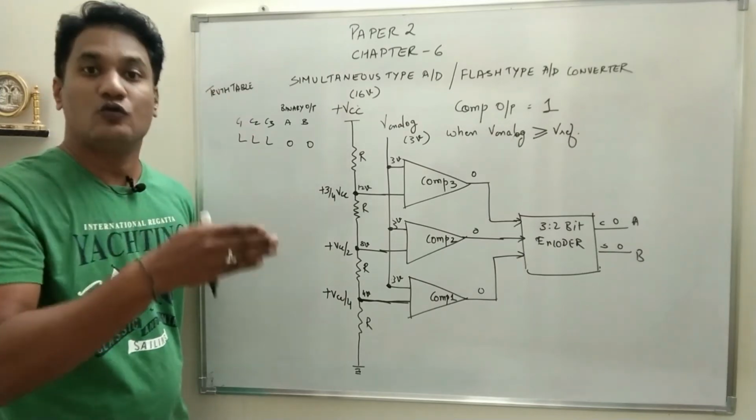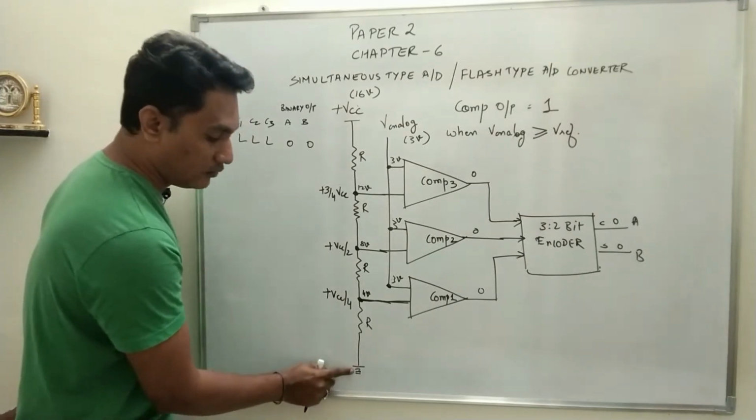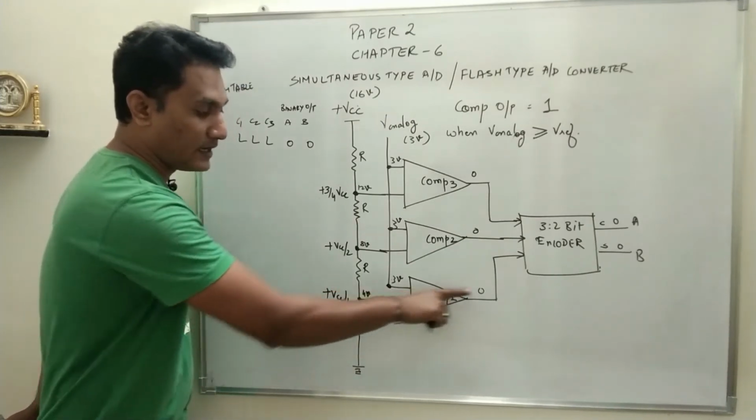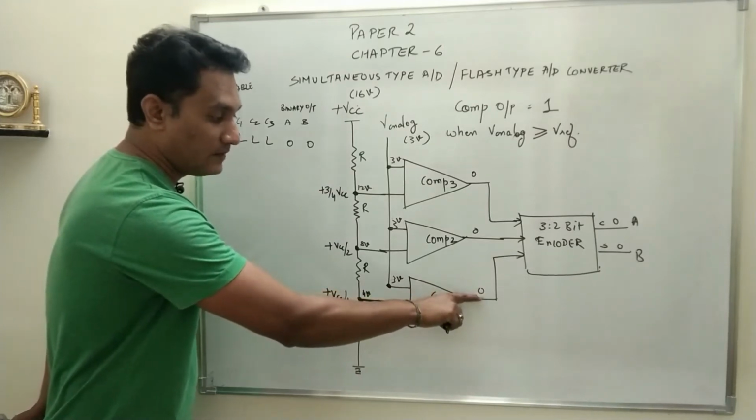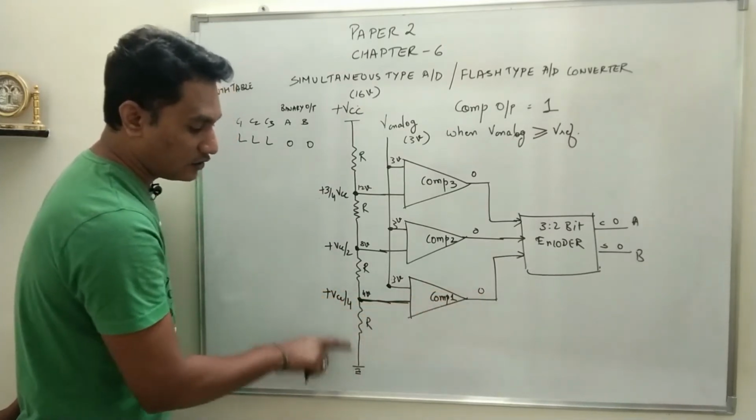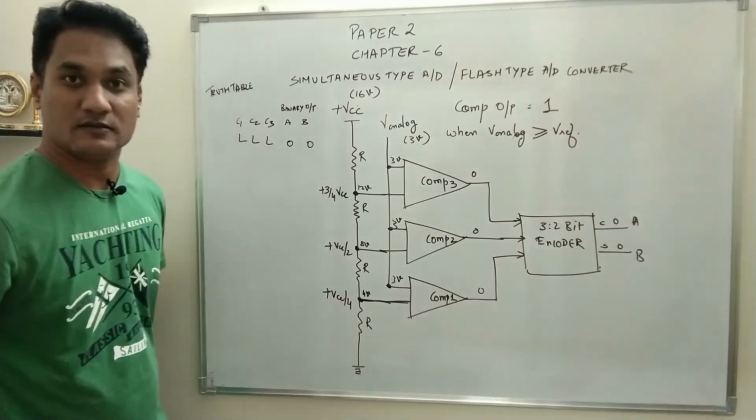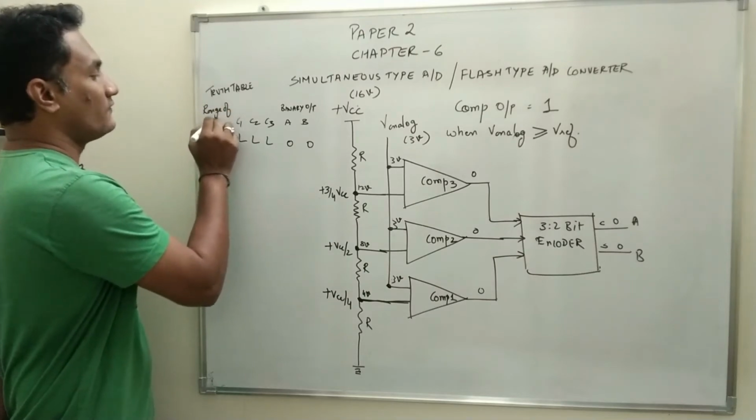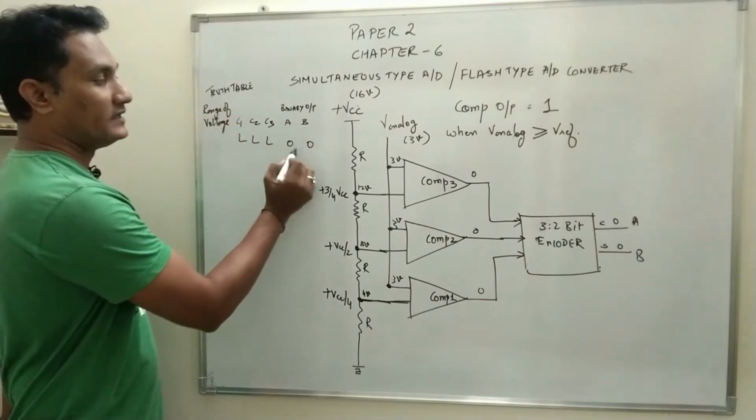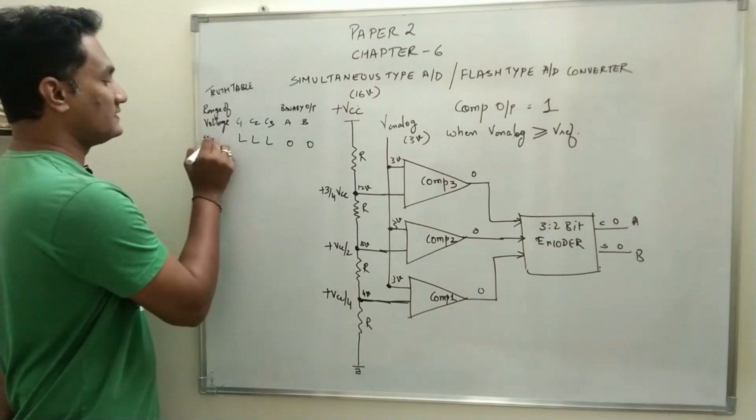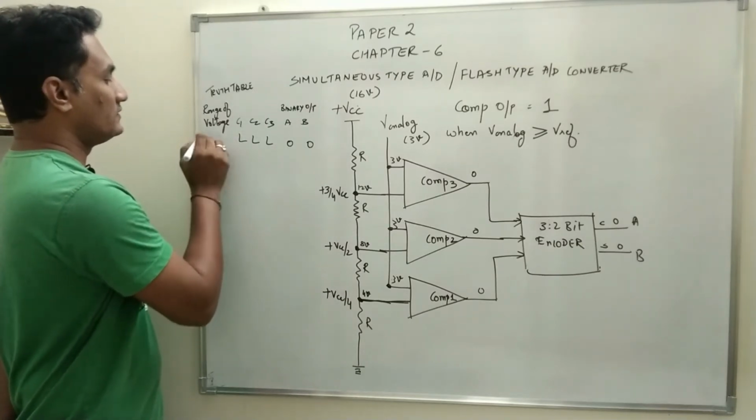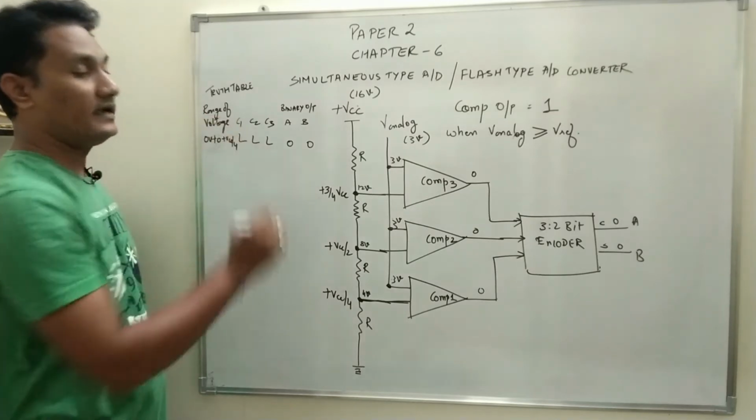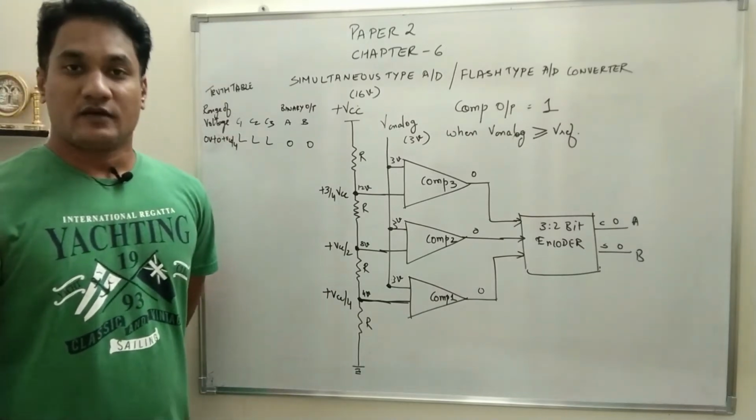So 0 to 4, that means we can say it will be ground potential to plus VCC/4. If the voltage exceeds this, the comparator will become 1. If it has not become 1, that means if it is 0, the voltage has not crossed this limit. What is that limit? Plus VCC/4. So what is the range of voltage? Range of voltage when the binary output is 0, 0, sorry, it will be 0 volt, that is ground, to plus VCC/4.